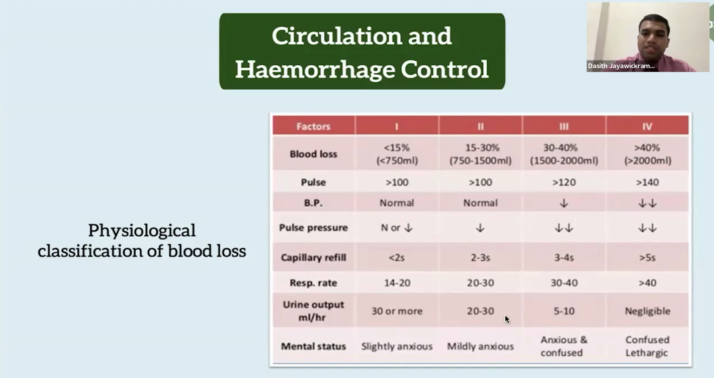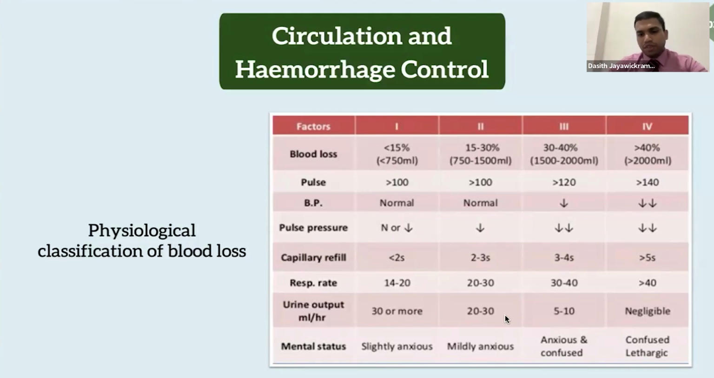So that is how you identify the classes of shock depending on the pulse rate, blood pressure, pulse pressure, urine output and the mental status. These are the important factors. So I hope you understood this table because it is important. Depending on what class of shock, the management differs.